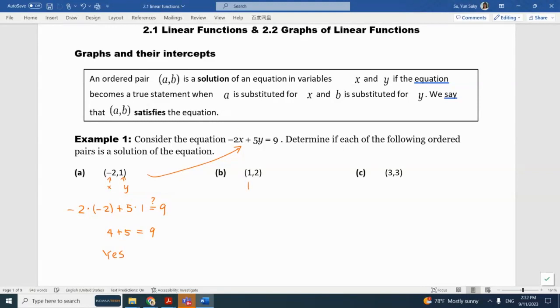All right, next one. This is x. This is y. -2 times 1 plus 5 times 2. Is it equal to 9? -2, what's 5 times 2? 10. Is it equal to 9? No. So this point is not a solution.